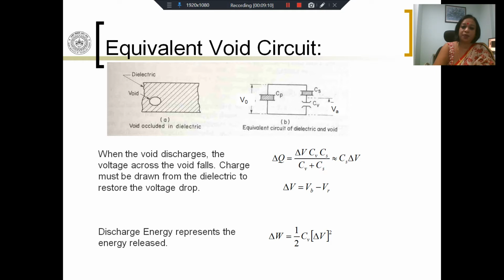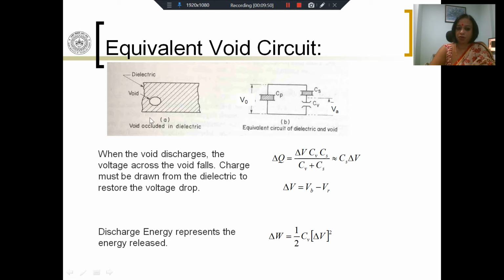Apart from that, there will be a parallel capacitance, Cp, which is in parallel to this void capacitance. So we have a circuit where we have voltage V0 applied across the material. VA is the voltage which appears across the void, Cv being the void capacitance, Cs the capacitance of the series dielectric, Cp the capacitance of the parallel dielectric. Now, let us imagine that this VA reaches a situation where the voltage is high enough to cause breakdown of the void.